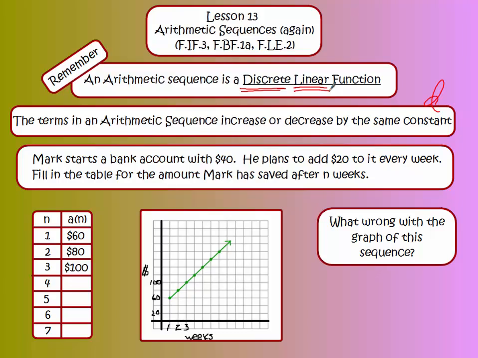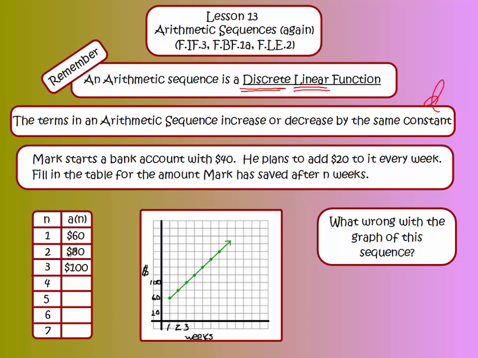So let's take a look real quick. Mark starts a bank account with $40. He plans to add $20 to it every week. So let's fill in this table for the amount Mark has saved after N weeks. After 1 week, he's already put $60 in there, because he has $40 when it started, and he put $20 in it at the end of week 1.